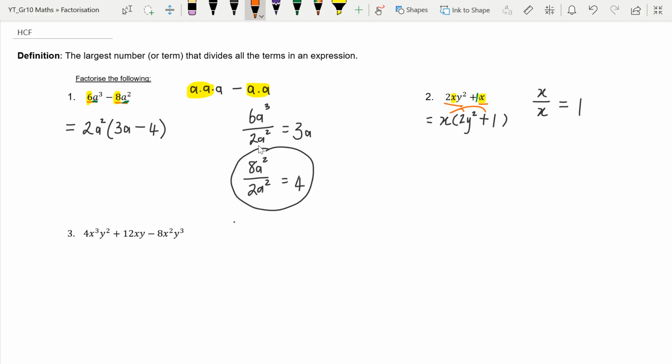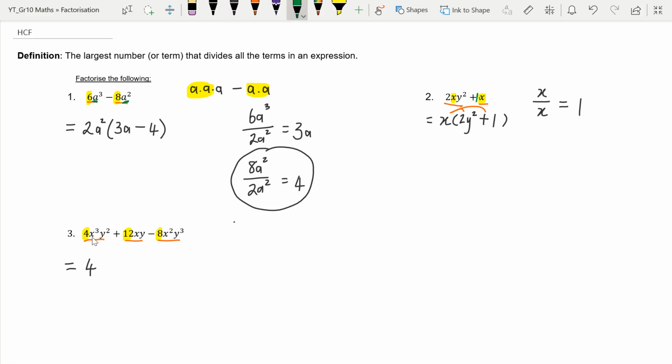How is the third one different? Well, the third one just has 3 terms. So there we've got 3 terms, which is perfectly fine. Now we just need to make sure that the highest common factor that we take out, we can take it out from all the terms. So all 3 terms. So if we are considering our numbers there, between 4 and 12 and 8, 4 must be our highest common factor.